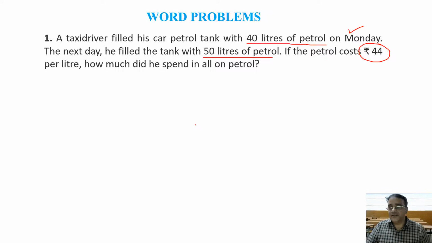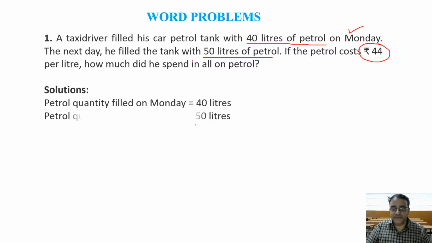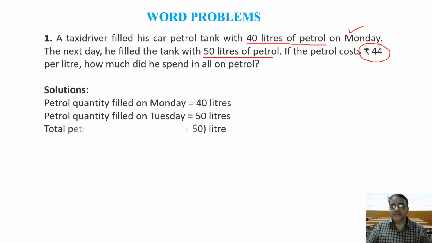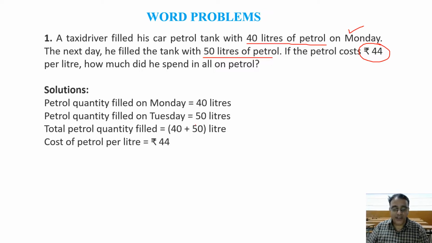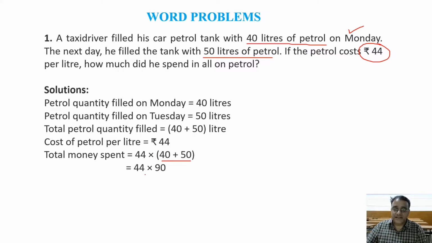So the petrol quantity filled on Monday is 40, and Tuesday is 50, and the total is 40 plus 50, and the rate is given 44. So we have to multiply 44 into 40 plus 50. This is 90. 44 into 90. So ये हो जाएगा 3,960. So this is the final answer. Right. Now we are moving toward the next question.